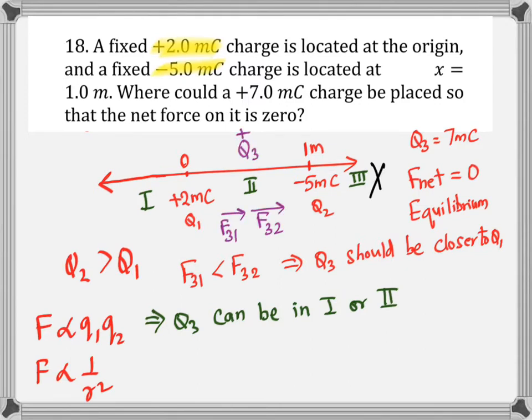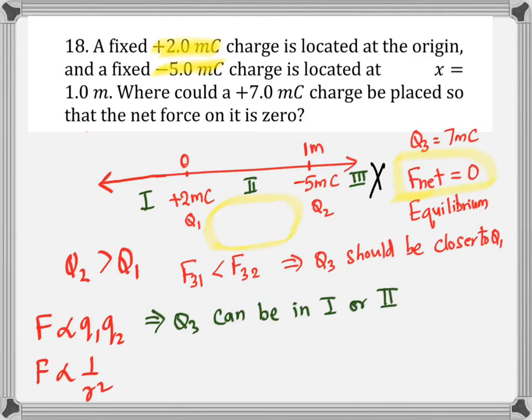Now let's assume we are placing Q3 in the second region. Then the forces because of Q1 and Q2 will both be towards the right. Checking one by one: Q3 is positive and Q1 is positive, so there will be a force of repulsion, and F31 is towards the right. Q2 is negative and Q3 is positive, so F32 will also be towards the right because it is an attractive force. As the forces are in the same direction, we add them, so there is no possibility of getting a sum of 0. You cannot get the net force in the second region as 0. That means the second region is also cancelled out.